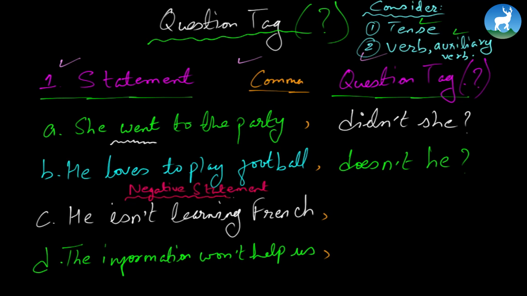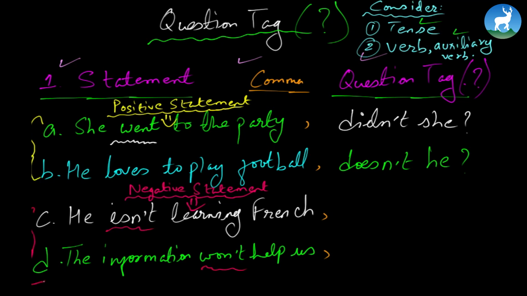Negative statement. Now these two are negative statements, and here on top these two are positive statements. See, he went to the party. He loves to play football. These two are positive statements. On the other hand, he isn't learning French. The information won't help us. These are negative statements.